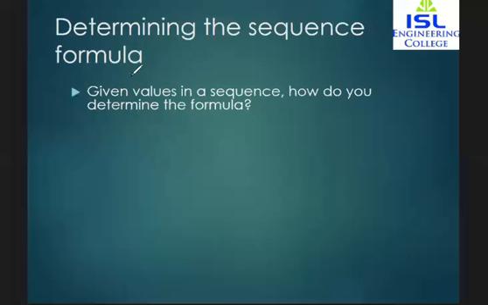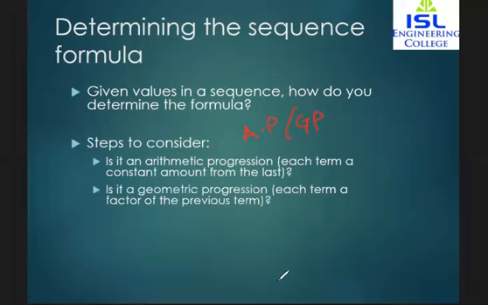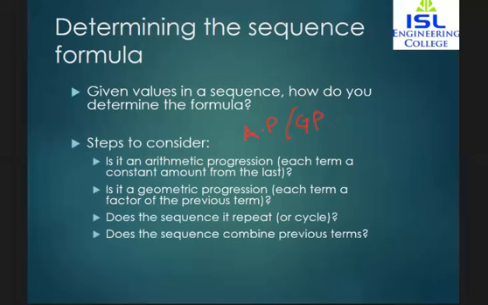So determining the sequence formula: given values in a sequence, how do you determine the formula? First and foremost, you are supposed to consider whether it is an arithmetic progression or geometric progression. That is, is it increasing by adding some value, or is it increasing by taking the powers of some value? So is it arithmetic or geometric, does it have a repetition in the cycle, does it combine the previous terms, or are there some values which are the same? We have to consider all these questions and then find the formula.